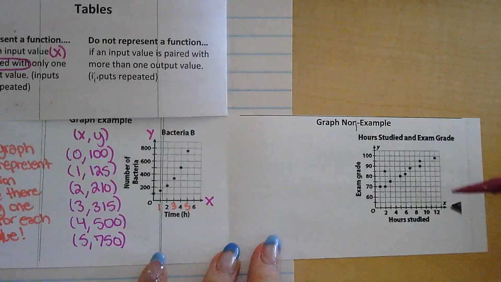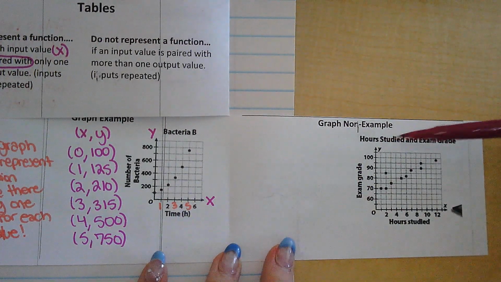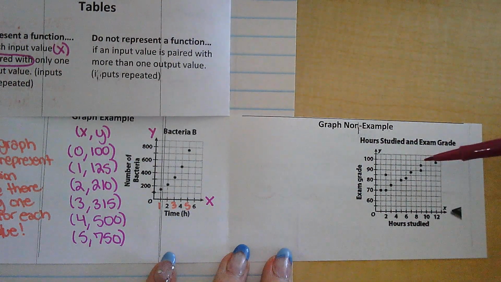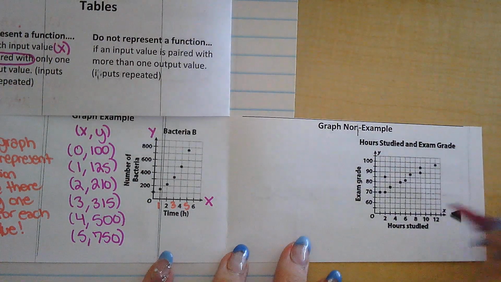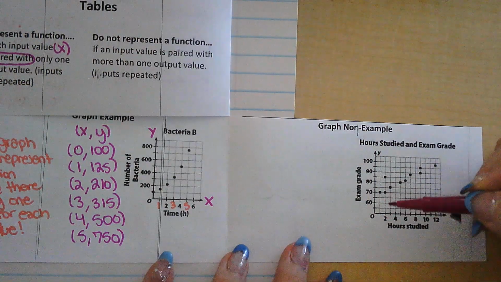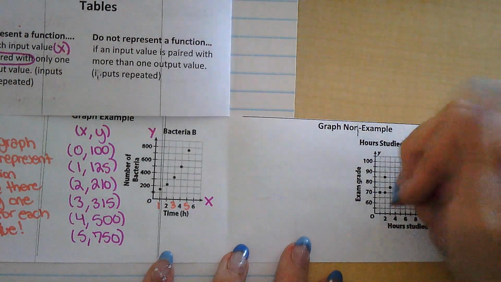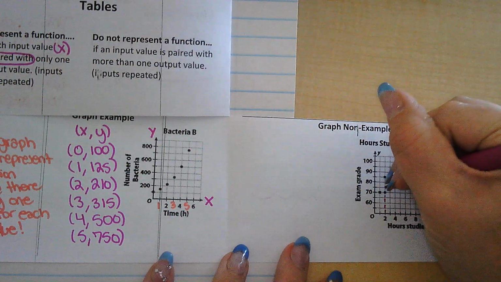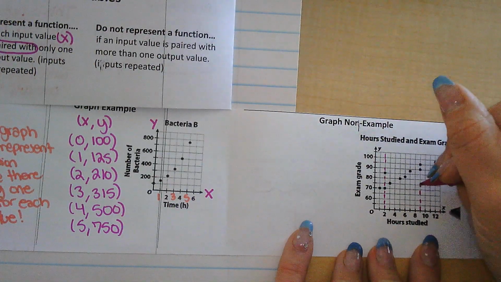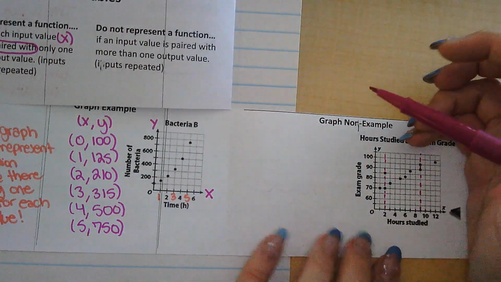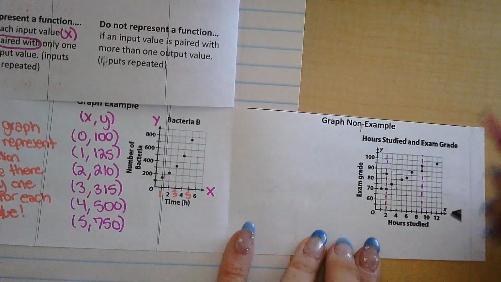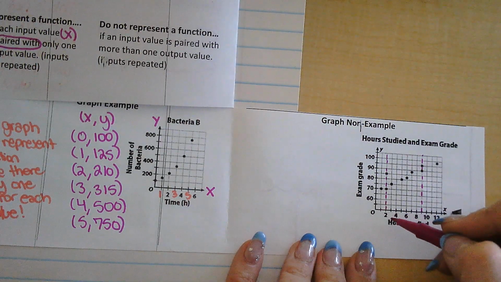Now coming over to the non-example, we've got hours studied and corresponding exam grades. And we've got some data here. You should be able to spot two places where there is an x value that leads to multiple y values. One of them is here at 2 hours studied, and the other one is here at 9 hours studied. There are a lot of points here, so I'm not going to list them all, but I will list the places where the input value is repeated.